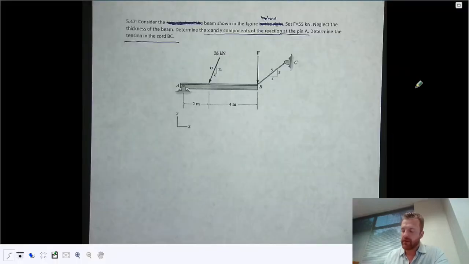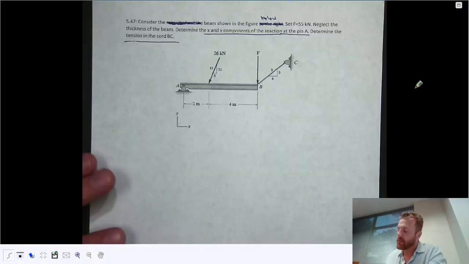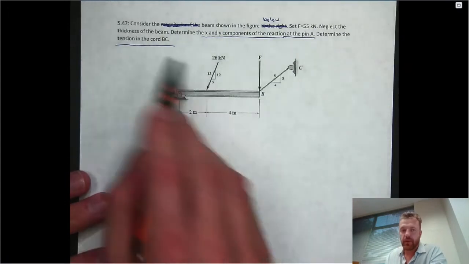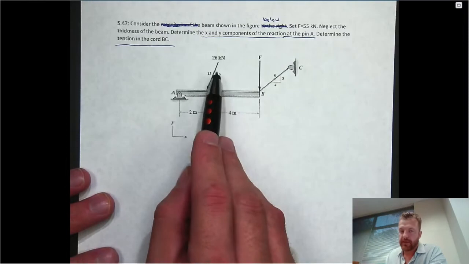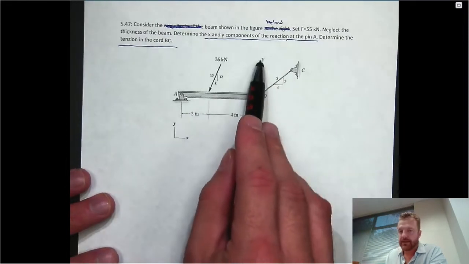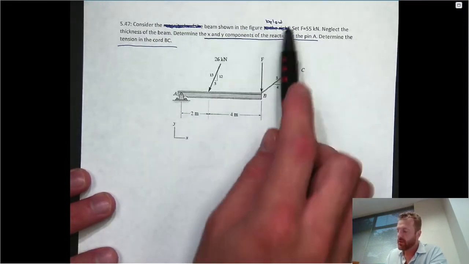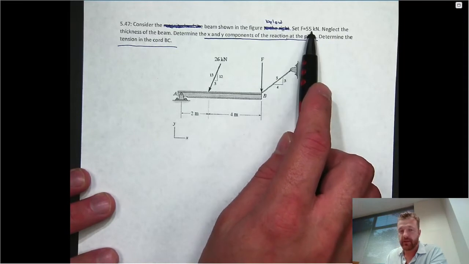So in this video, we're going to look at problem 5.47 from the homework. We're given a beam and we're told to neglect its thickness. And we notice that there are two forces actually loading this beam. Force F acts purely in the downward direction. We're told that it has a magnitude of 55 kilonewtons.